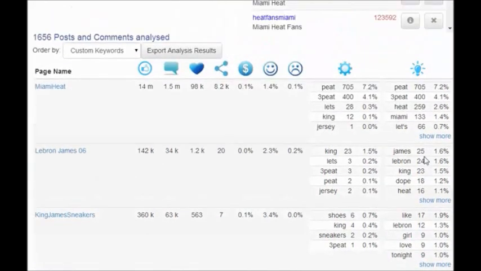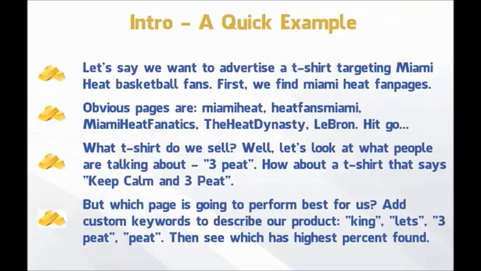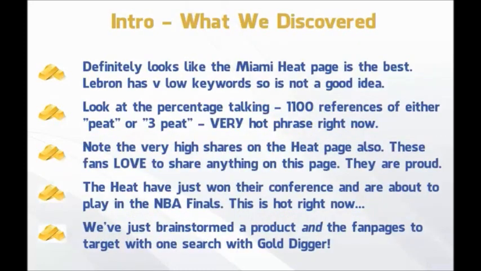So essentially, we've done our research at this point in terms of which pages to target. We've looked at the pages in question and we've worked out exactly which ones we're going to target. And we've got a good sense that the Miami Heat page and the pages that relate to that are going to be the best. The pages that relate to LeBron James and those kind of interests probably aren't going to be as good because the percentages aren't as high.